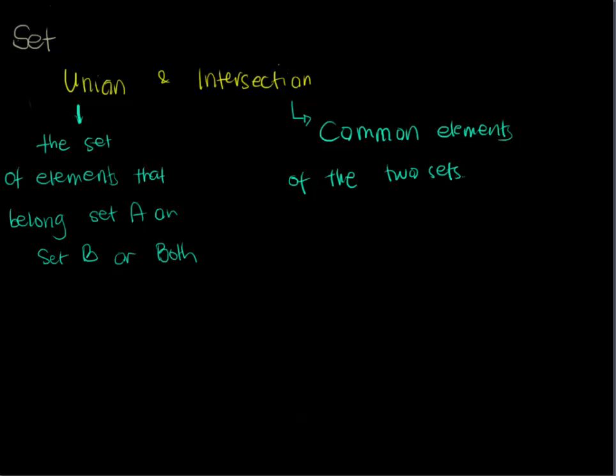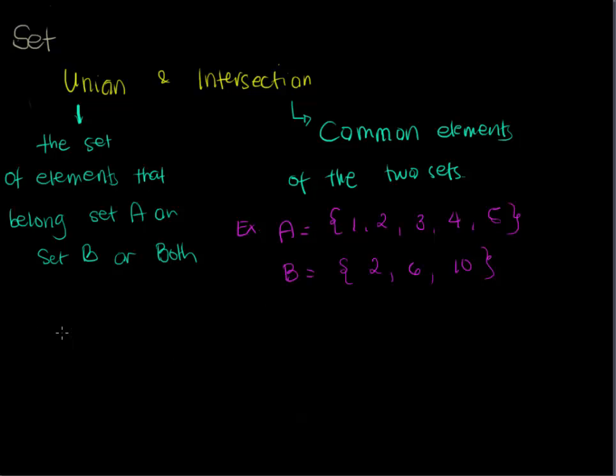All right, so let's try to discuss an example. Let me write the example here. Let's say we have a set A: 1, 2, 3, 4, 5. And we have set B, let's say 2, 6, 10. That's it.